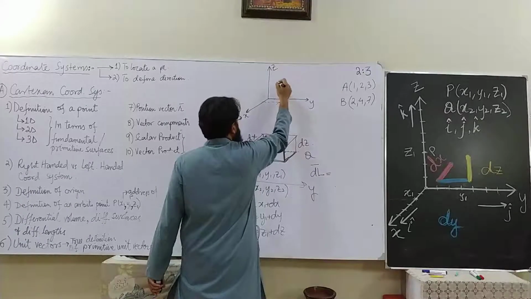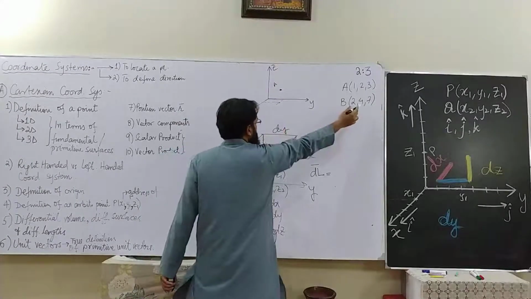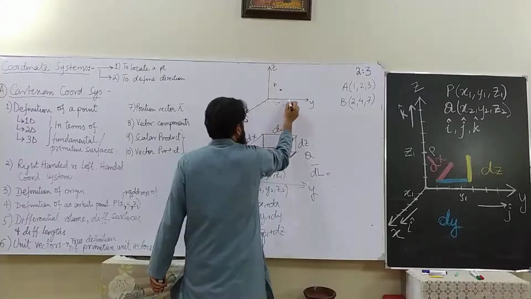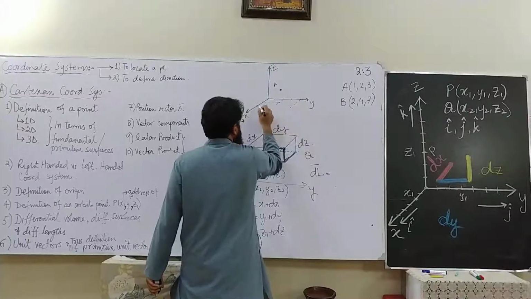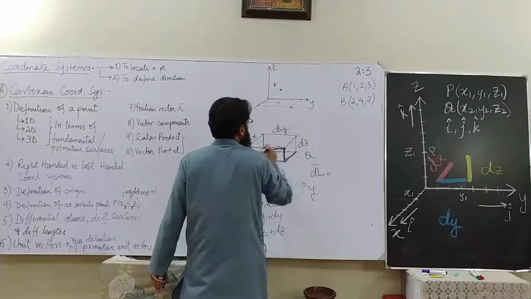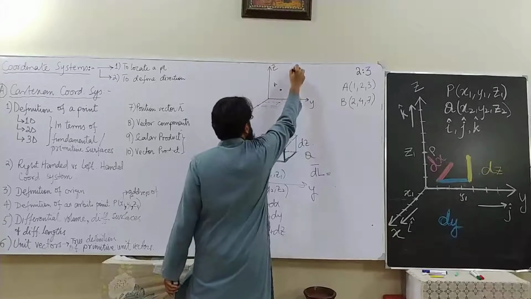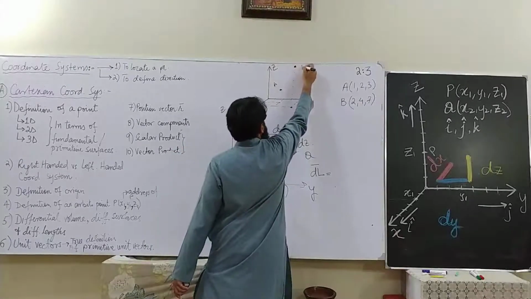Let's say roughly the point is here, and we have point B, 2 units in the direction of x, 4 units in the direction of y, and 7 units in the direction of z. Okay, let's say roughly that point is point B.